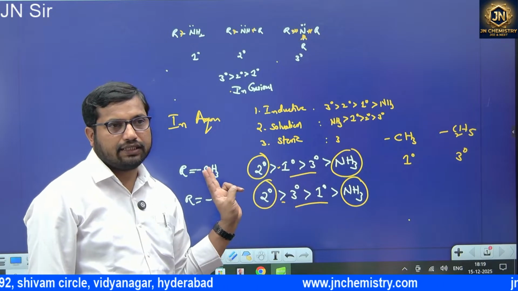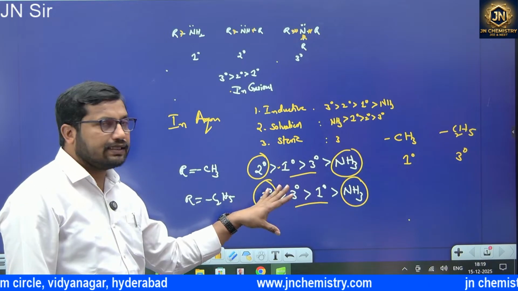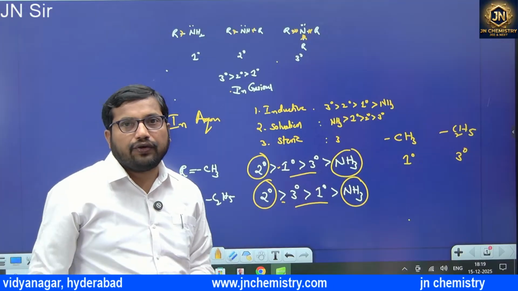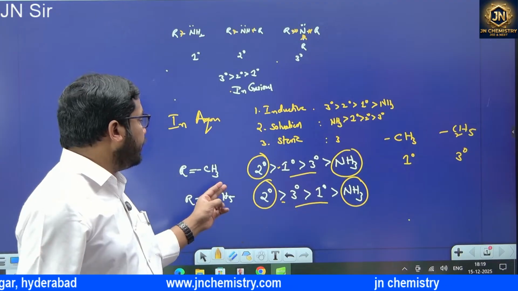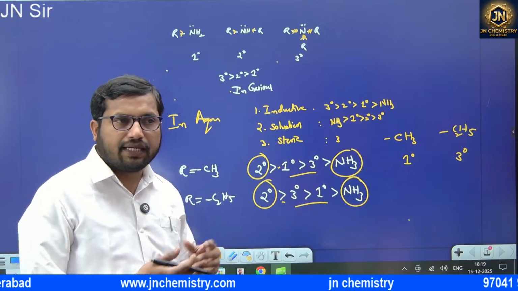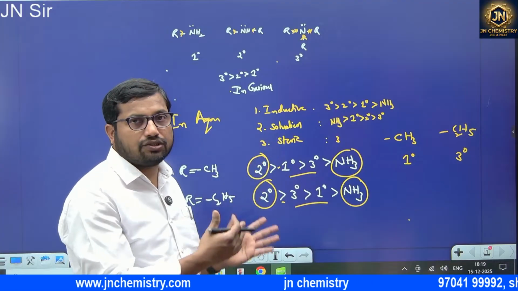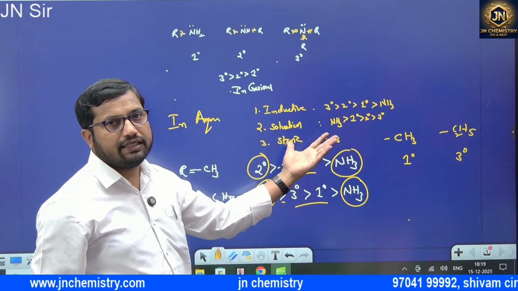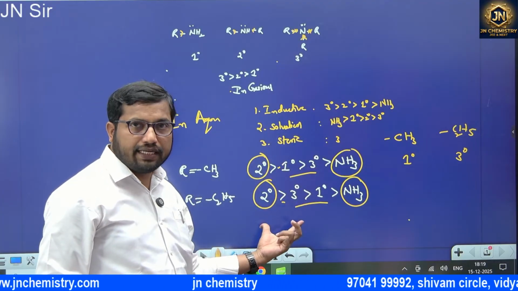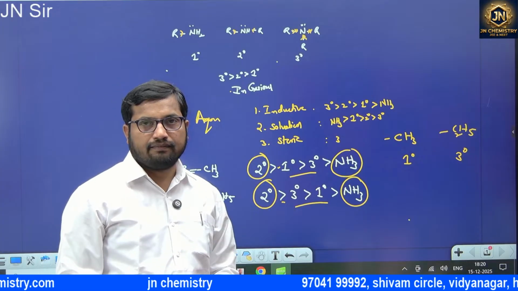Just keep this trick with you, because this is experimentally determined and we don't have another option. Why only 2, 1, 3? Because of small size, inductive effect and solvation, by the combination of all these, this is the order, which I already discussed in inductive effect.